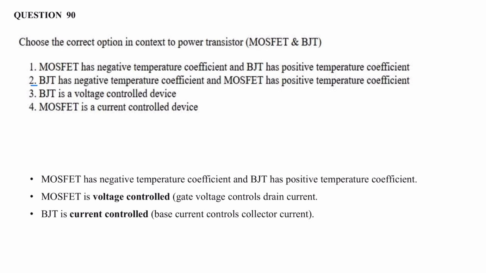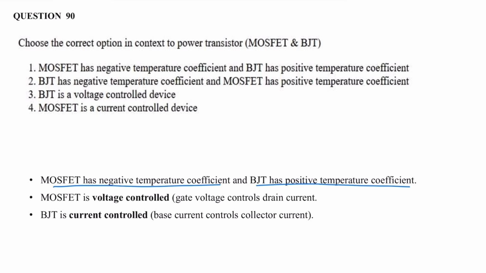Choose the correct option in the context of power transistor, MOSFET and BJT. MOSFET has a negative temperature coefficient and BJT has a positive temperature coefficient. Correct answer is option 1. BJT is a voltage controlled device. It is incorrect. B is also incorrect. BJT is a current controlled device. Input base current controls the output collector current. In BJT, input current is base current which controls the output collector current.